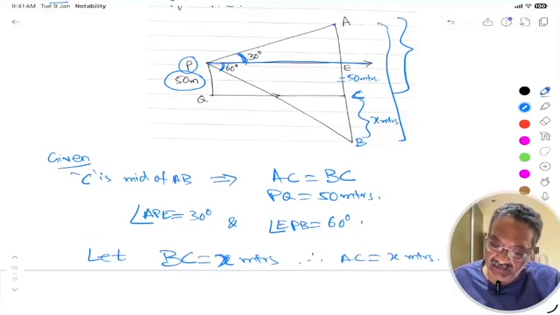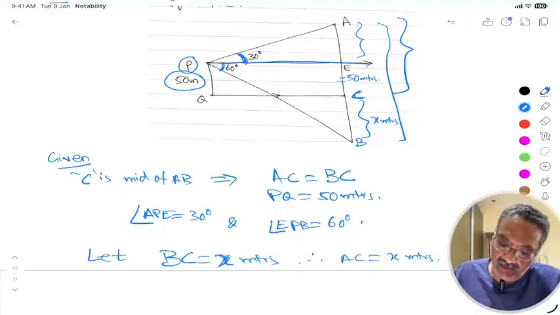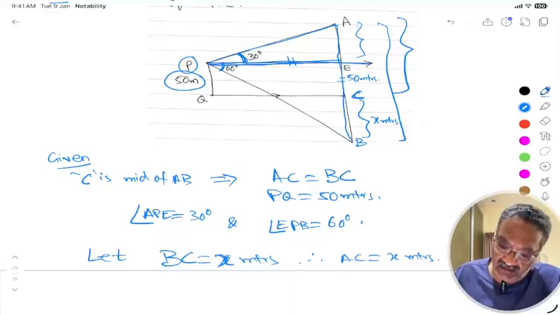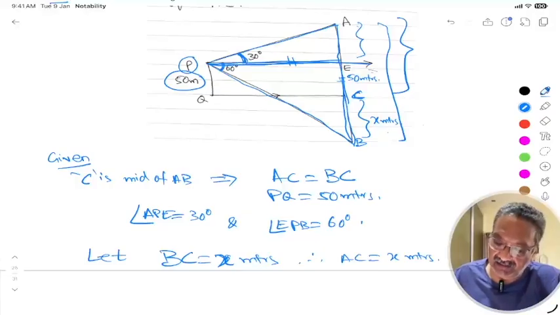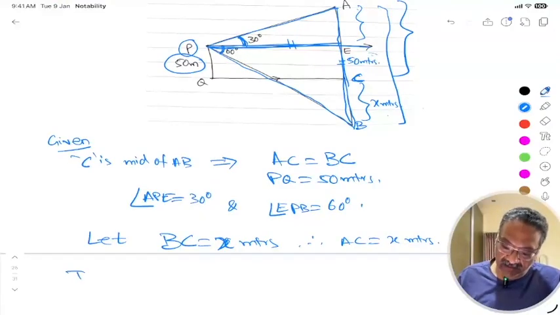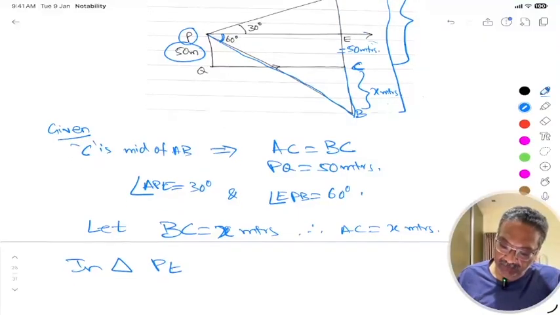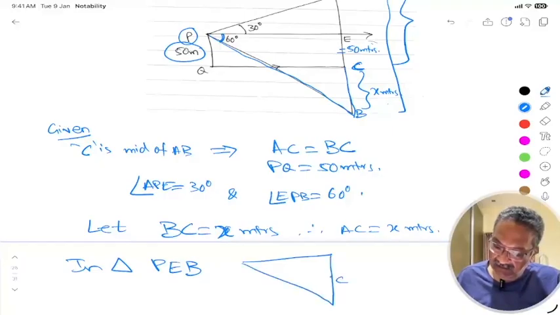What I am trying to do here is, I have to find AE also, right? To find AE, I need to consider this triangle. In this triangle I need one side, any one side. So I will have to find PE. To find PE, I have to take this triangle. In this triangle I know one side, 50 meters. This I do not know, so I will assume this as x meters. All right. So in triangle PEB, I will draw this PEB. I have this here. C is here.